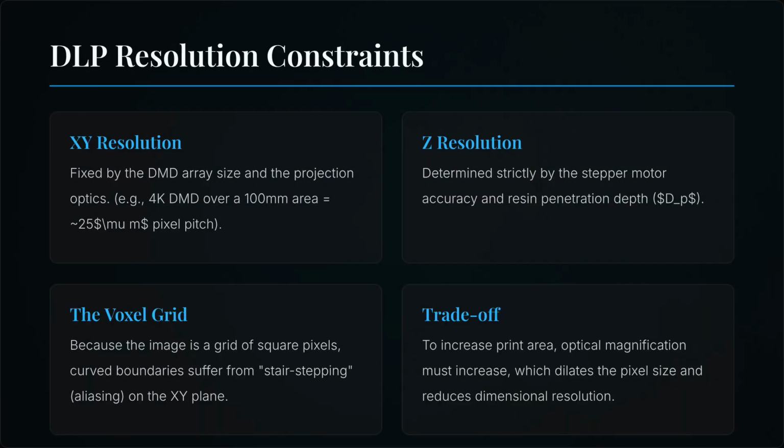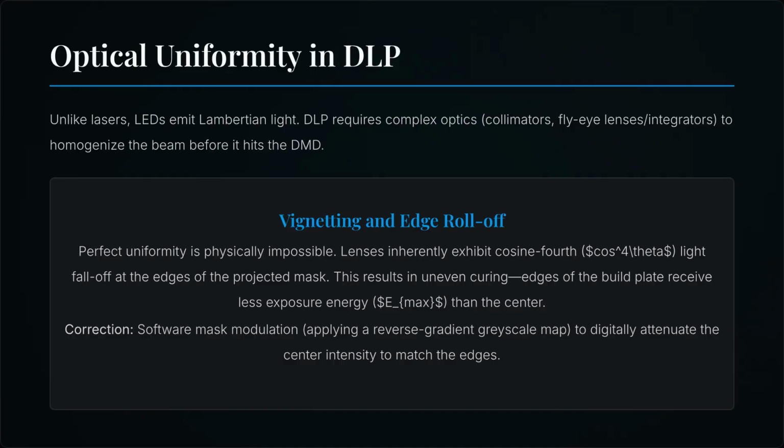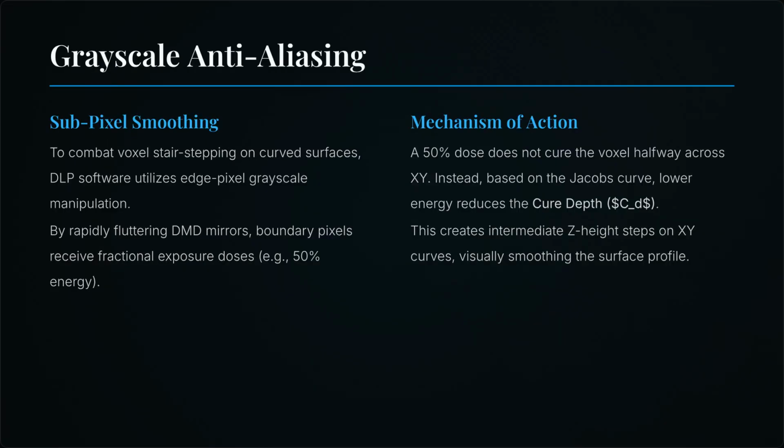DLP resolution depends on the mirror array and optics. While powerful, there's always a trade-off between the build area and the resulting pixel size. Uniformity is a challenge in projection systems. Because lenses can cause edge light falloff, software correction is often used to ensure even curing across the build plate. To improve surface quality, DLP systems use sub-pixel smoothing. By controlling the exposure intensity of edge pixels, we can effectively mitigate stair-stepping effects.